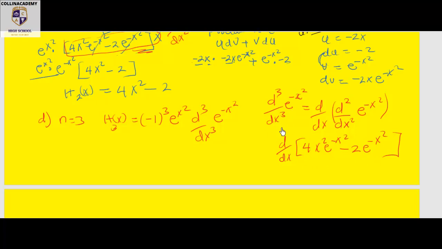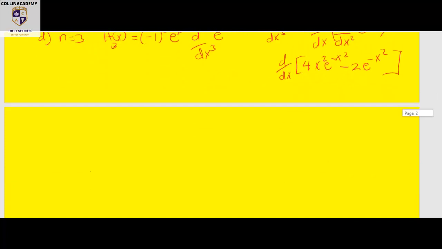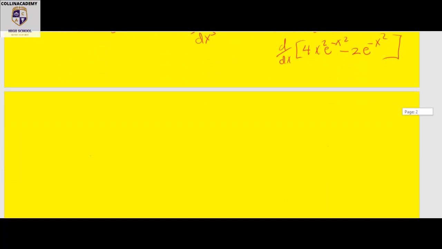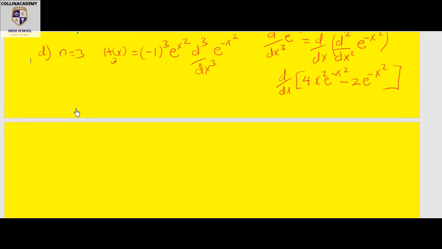Okay, so let's continue from there. We need more space here. Okay, good. So negative 1 cubed will give you negative 1 times e^(x squared) times the d/dx of 4x squared e^(negative x squared) minus 2e^(negative x squared). Then we find this first. Let's find it over here.